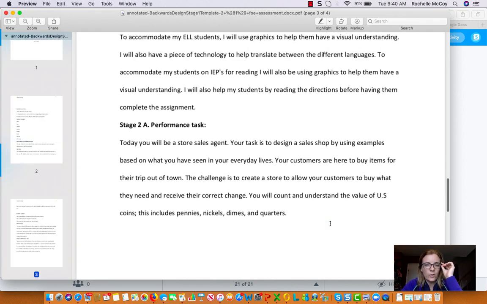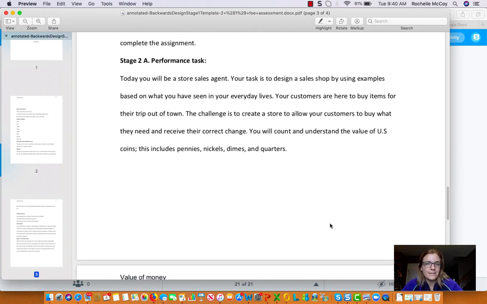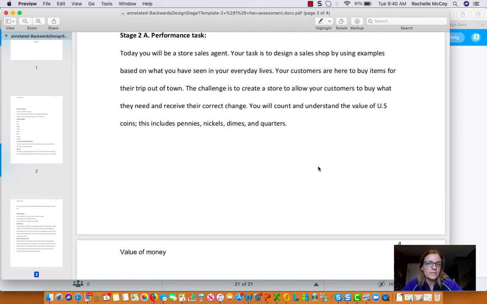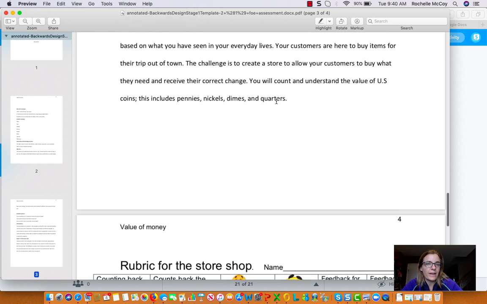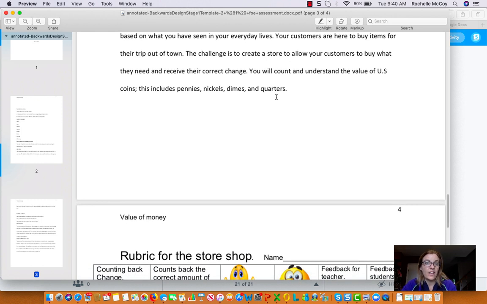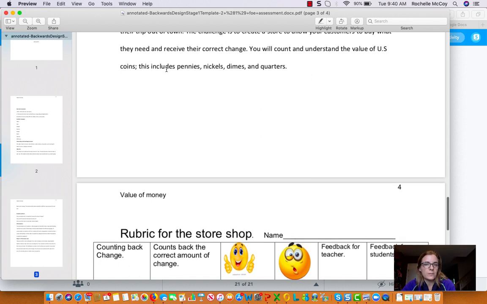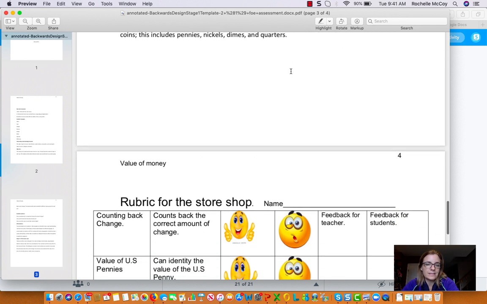This one for Part 2, so here's the performance task. Today you will be a store sales agent. Your task is to design a sales shop by using examples based on what you see in everyday lives. Your customers are here to buy items for their trip out of town. The challenge, so there's their learning objective, is to create a store to allow your customers to buy what they need and receive their correct change. You will count and understand the value of U.S. coins. This includes the pennies, nickels, dimes, and quarters. So you could probably see already what the learning objective is just by that task.